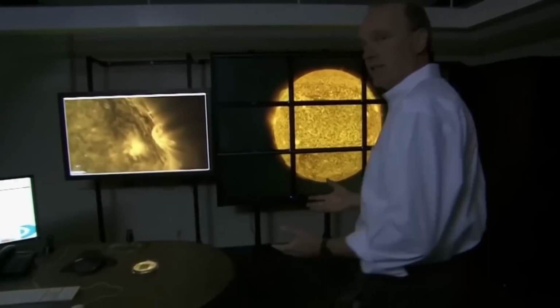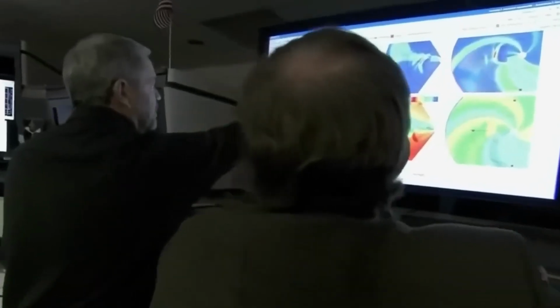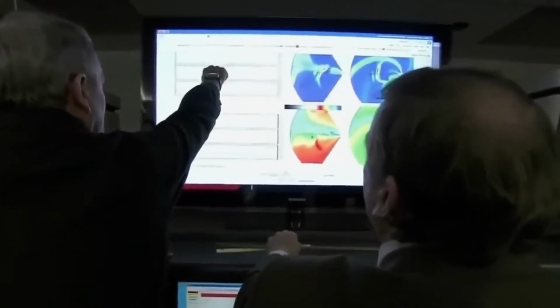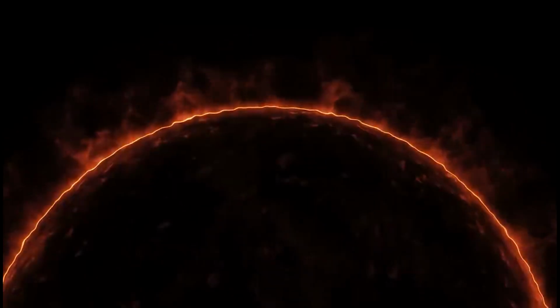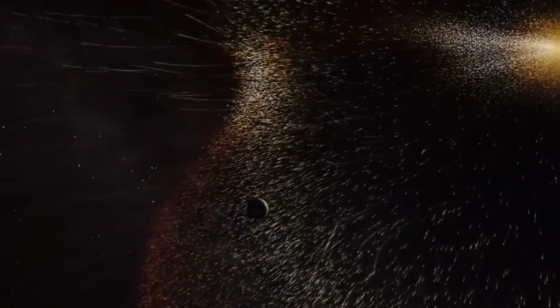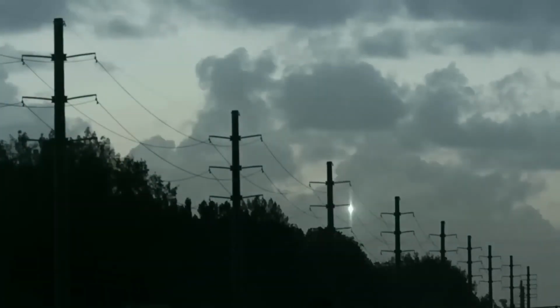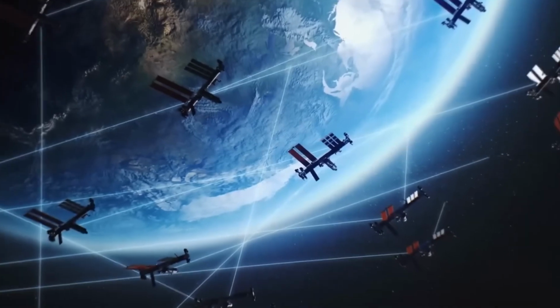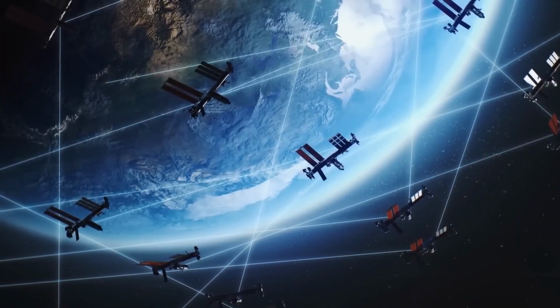Once scientists have collected this data, they use sophisticated computer models to predict the behavior of solar storms and their potential impacts on Earth. These models consider various factors, including the speed and direction of the solar storm, the strength of the Earth's magnetic field, and the location of power grids and other infrastructure that could be affected by the storm. But why is space weather forecasting so important?